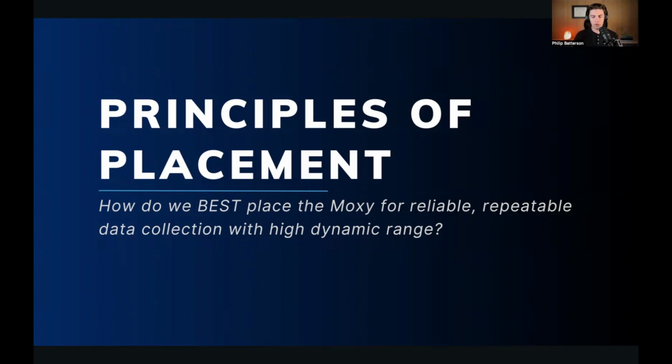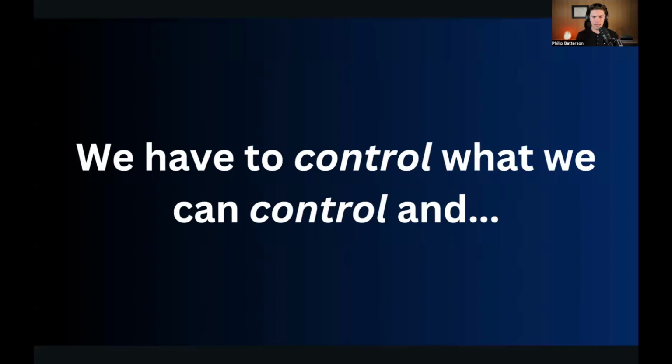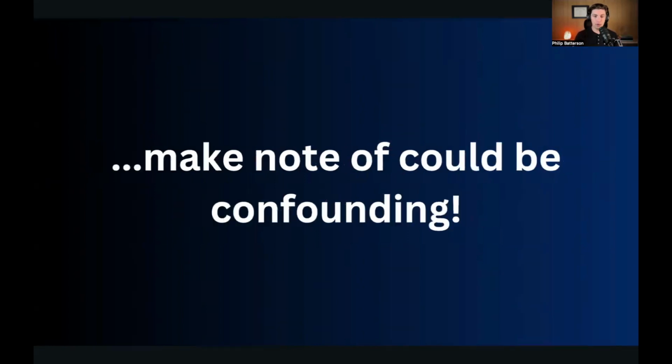So how do we best place the device? And what are the things we can control, and what are the things we can't control? So basically, we have to control what we can control and make note of what could be confounding. And I'm sure most of you who are listening to this already understand the potential confounders.